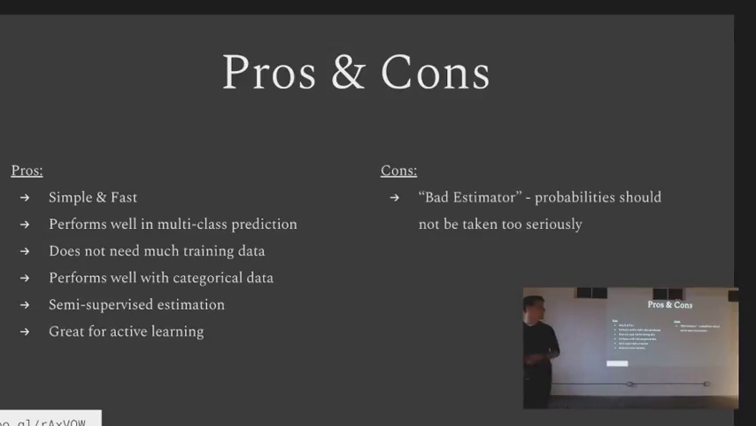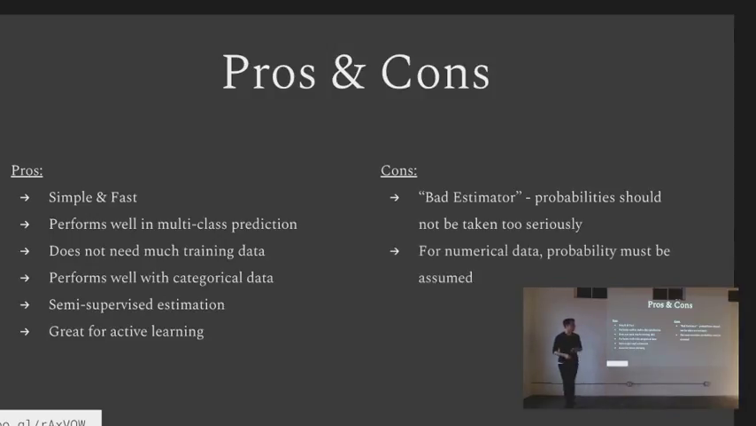Cons, what are the bad things? It's a bad estimator. It's known for being a bad estimator. So that 99% probability of English should not be taken too seriously because it's known for being overconfident, I guess. For numerical data, as we saw, the probability has to be assumed in some way, so we interpolate the distribution off of the set, and that is not ideal because that's probably inaccurate. The features that you have in the real world are often not completely independent from each other. It happens to work well for words, but often that might not be the case.